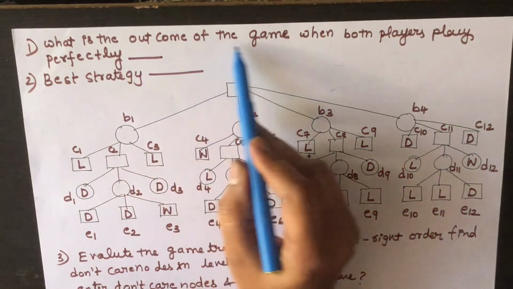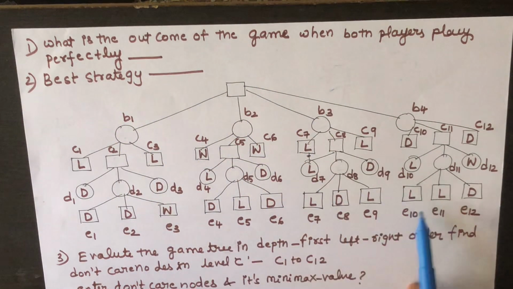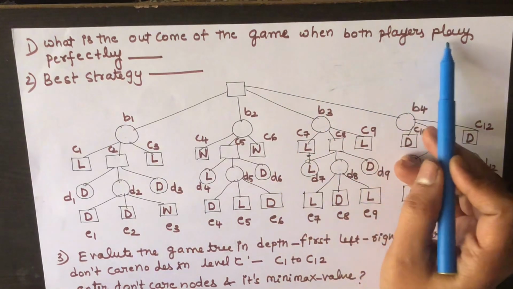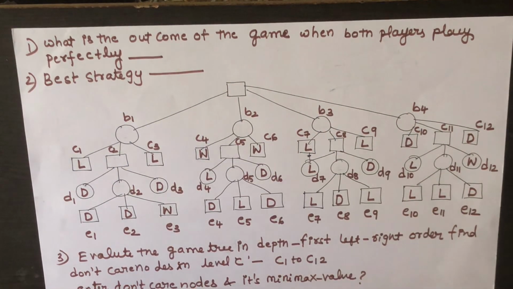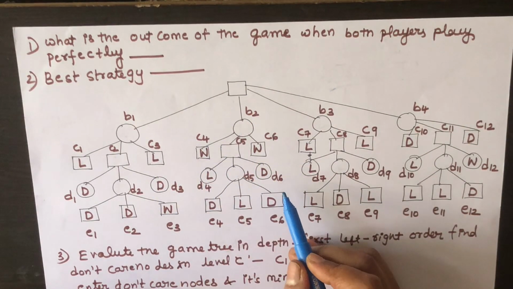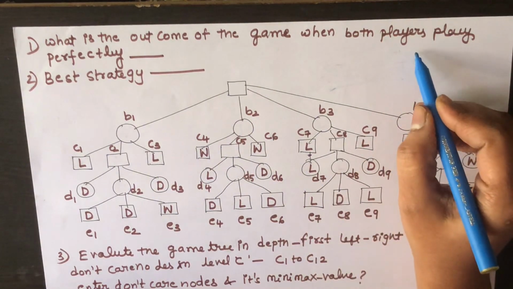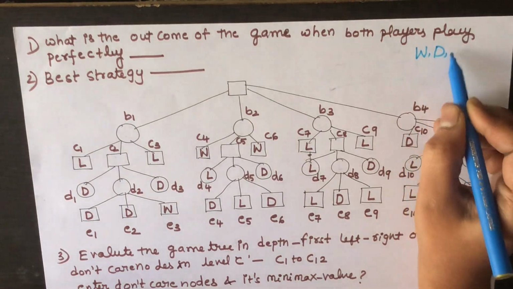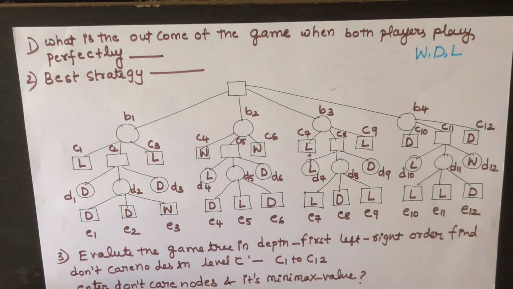So what is the outcome of the game tree? Given a game tree, find the outcome of the game tree when both the players play perfectly. Generally this is a game tree. There are win, draw and loss: three values.